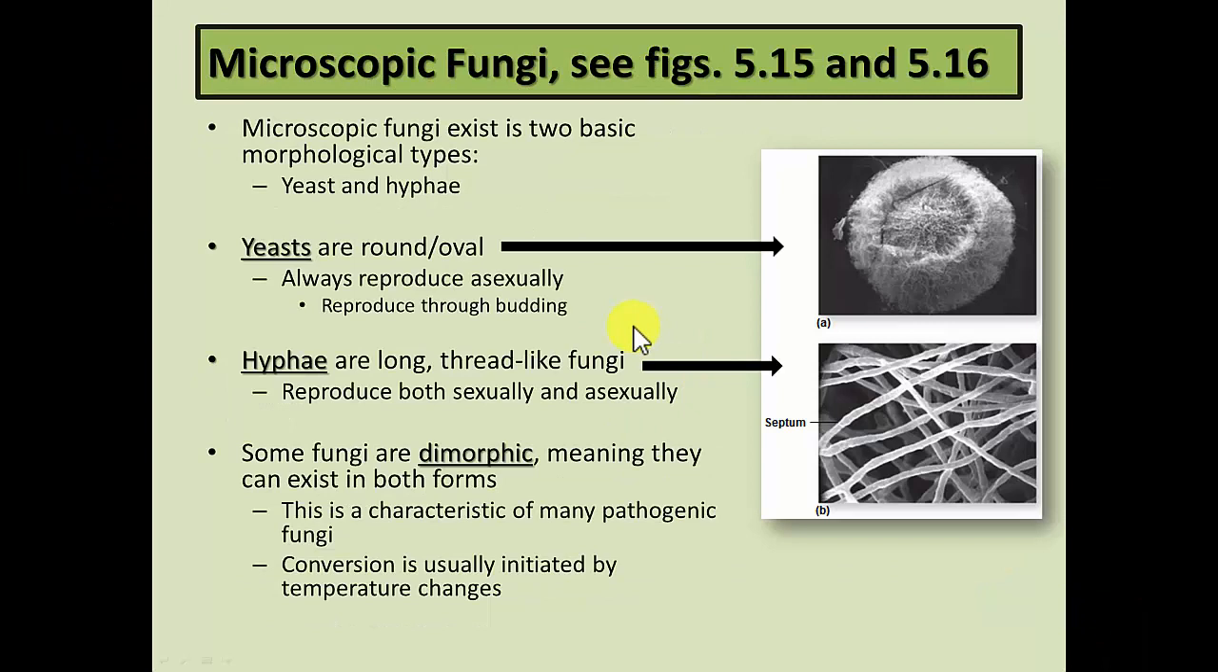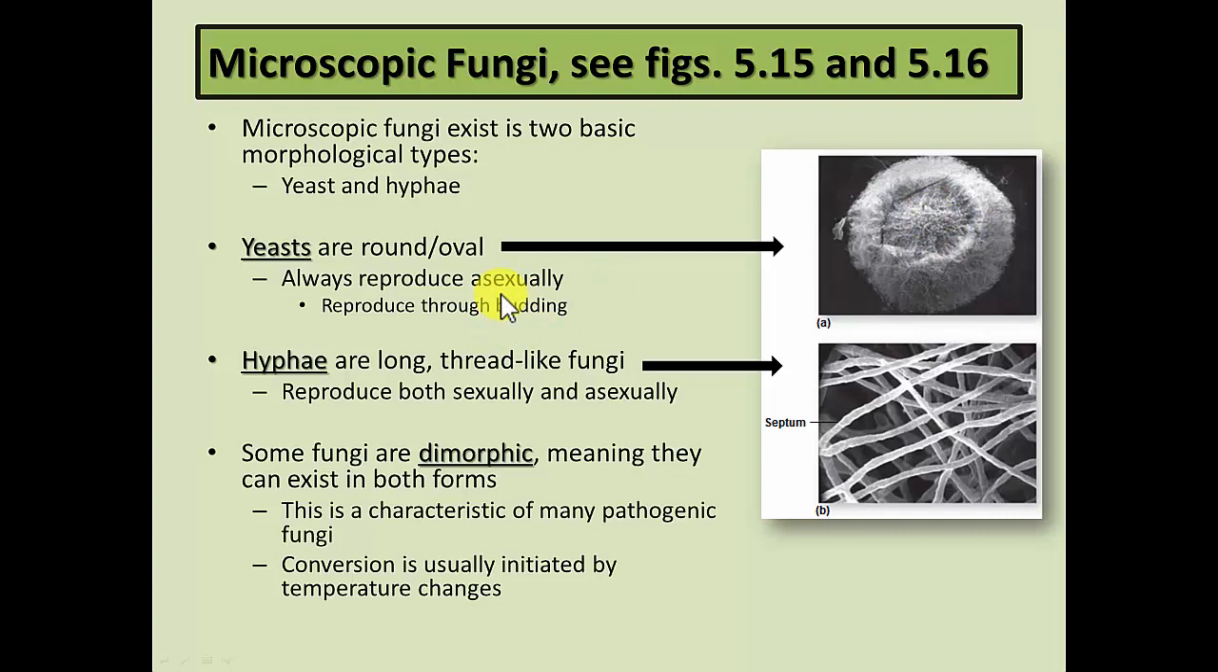Now, the microscopic fungi exist in two forms. One is called a yeast, the other is called a hyphae. Yeast are what we know as yeast, and these are actually a type of fungi. You may not have ever thought about it that way, but yeast are actually a type of fungi. They're shown here in an oval, kind of round shape, and they reproduce through a process known as budding. I'll pull up an image of that in just a second.